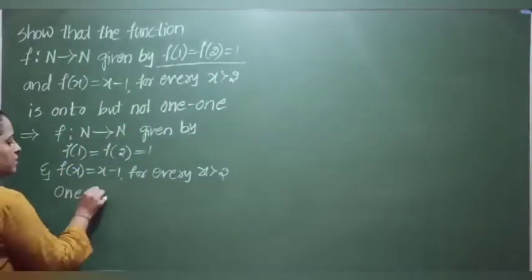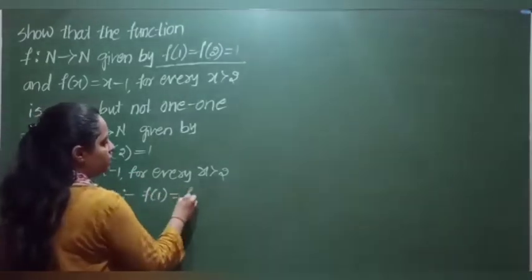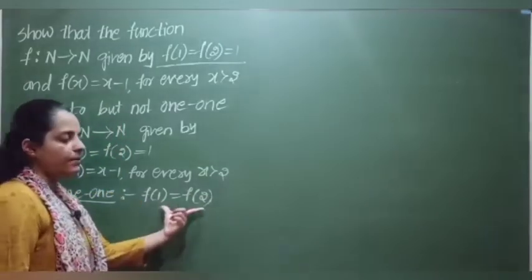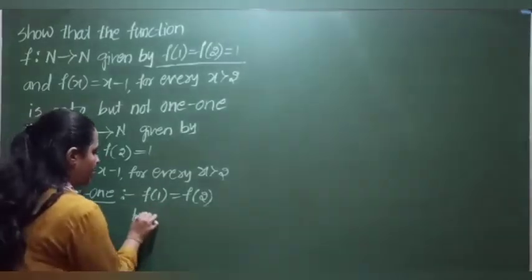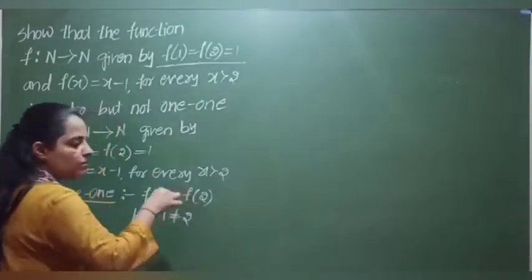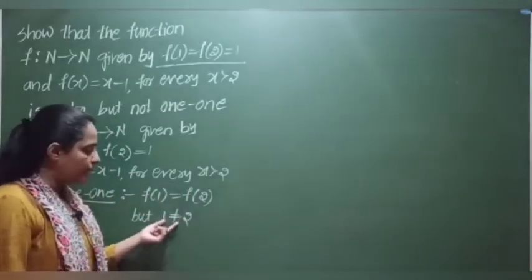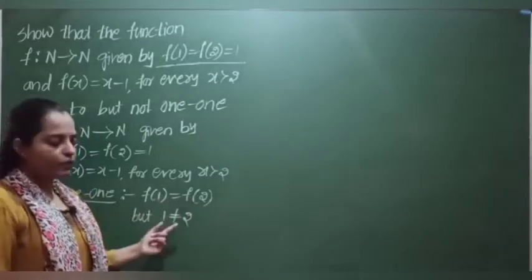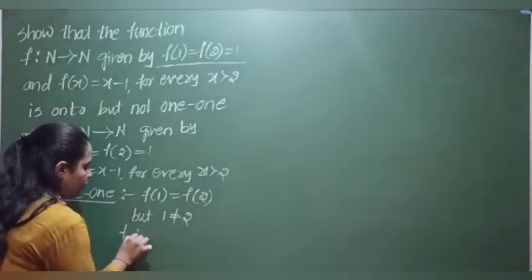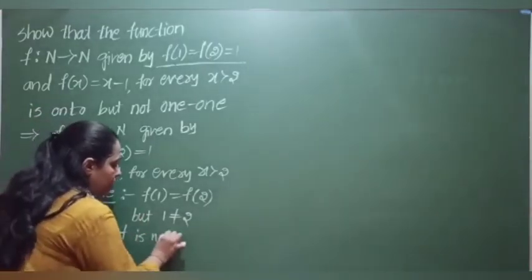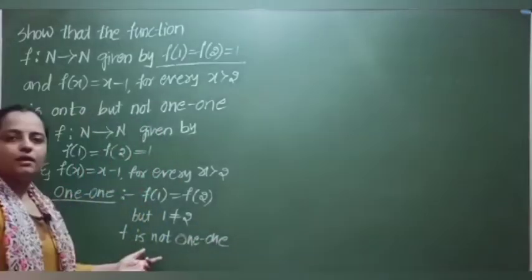So we will think of one-one-ness, right? They have given f of 1 equal to f of 2, right? For two different elements present in the domain, f of 1 equals f of 2, but 1 is not equal to 2. For two different elements we have the same image, therefore this is not one-one. f is not one-one. If it is not one-one we call it many-one, right? This is not a one-one function.